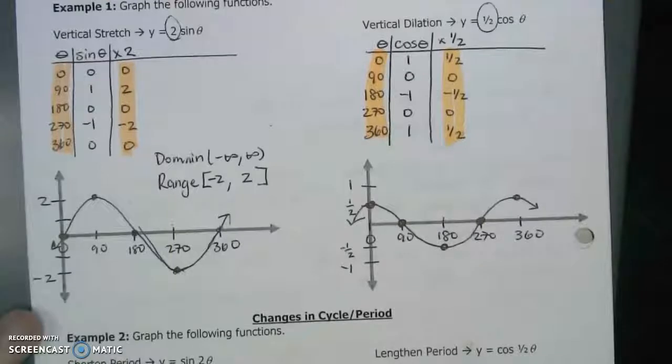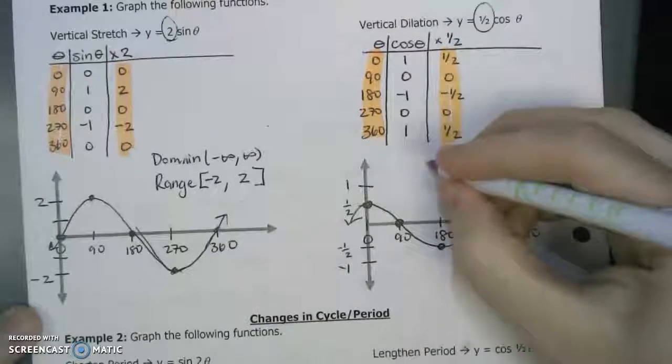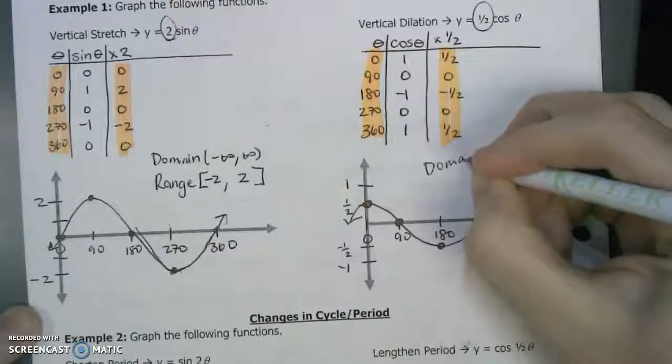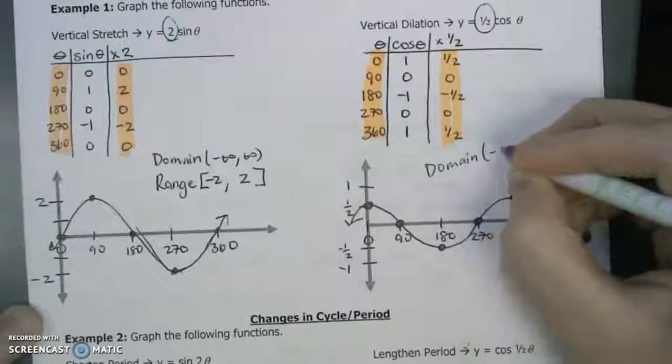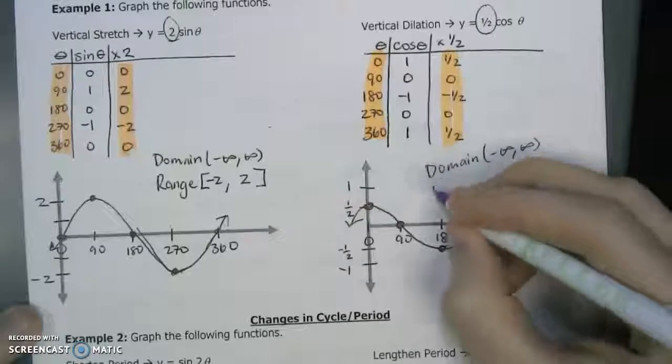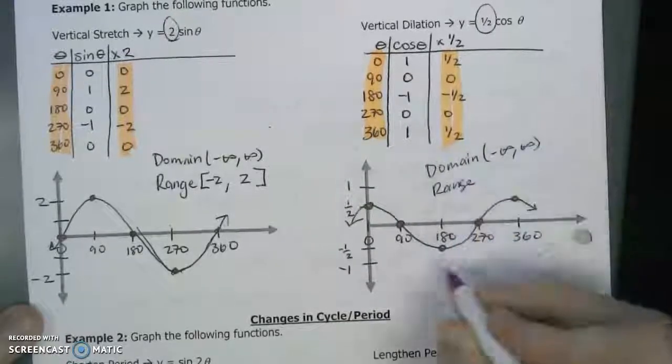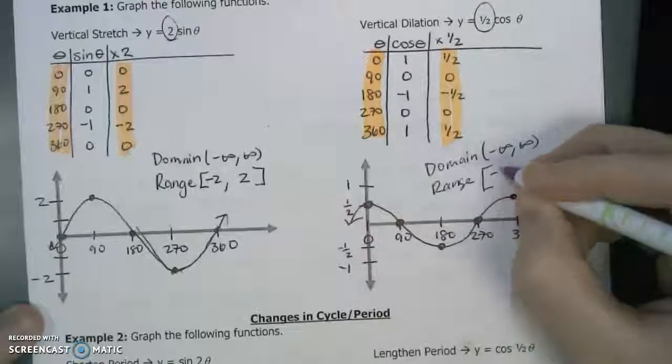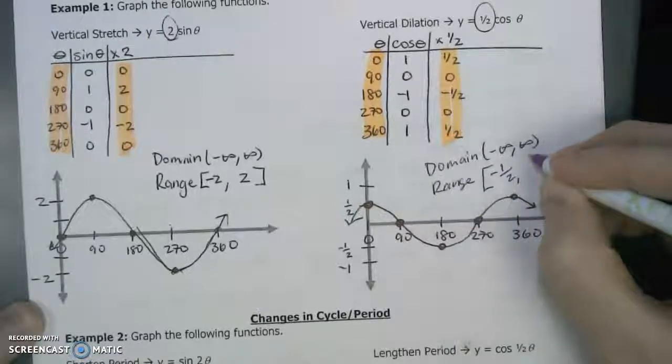So it should look shorter. Your domain is the same because the x's did not change. There's still arrows left and right. Range, it goes down to negative 1/2 this time and up to positive 1/2 this time.